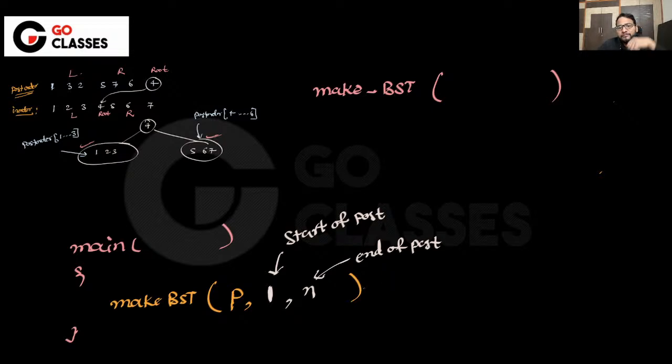I think that is fine, right? Okay, so that's how I will be making my BST. So I will be calling P1n. Cool. Now this is the post order. This is the start of post order. There will be an end of post order also, right?